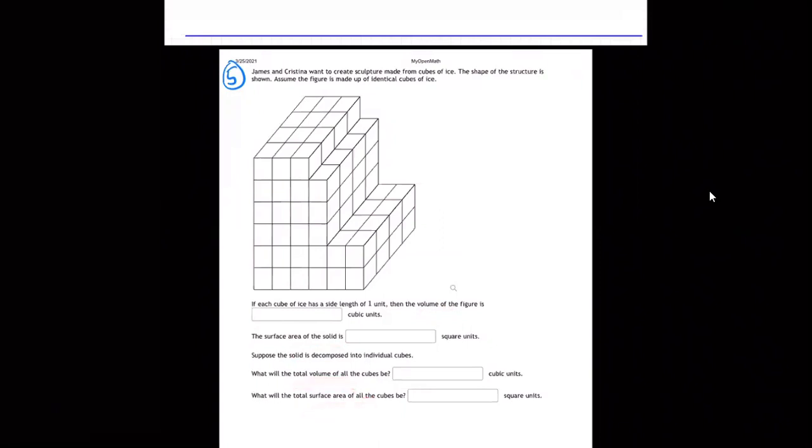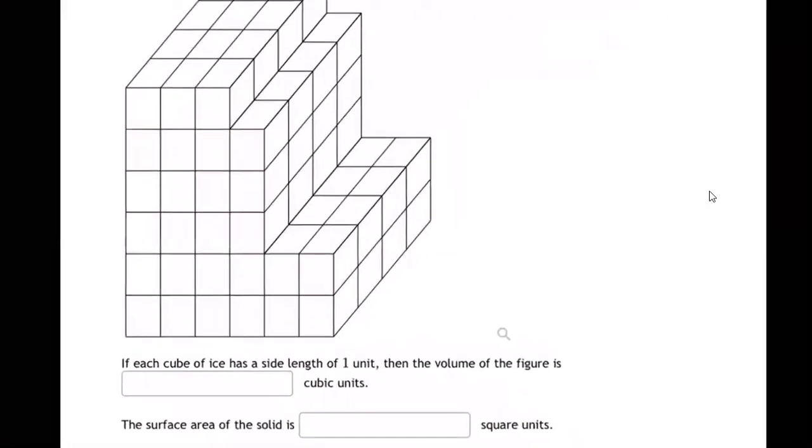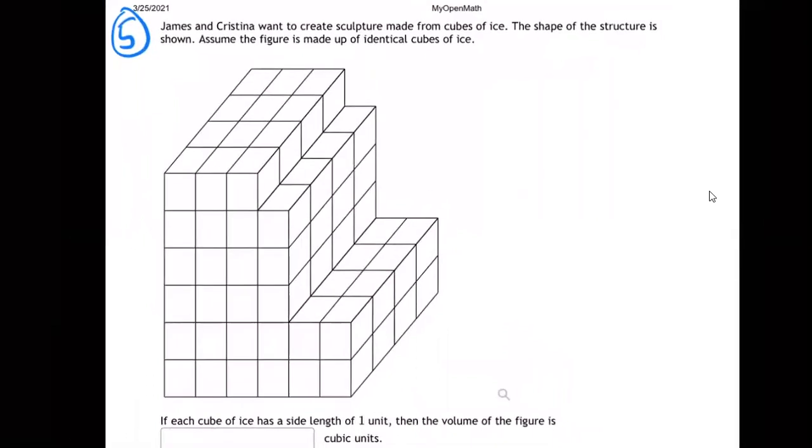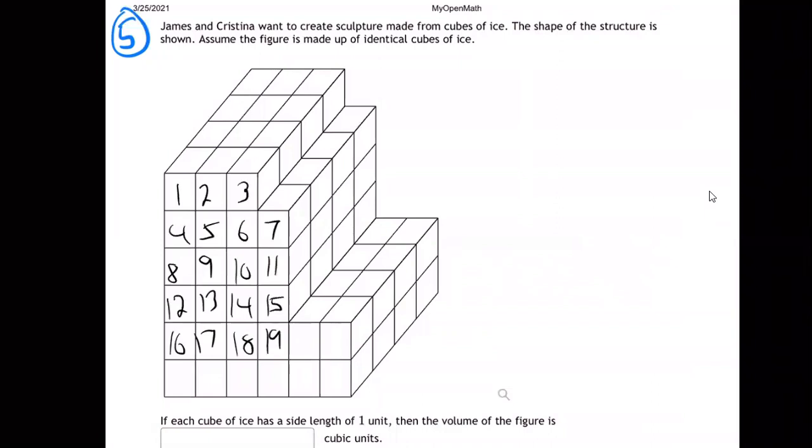Well, let's start with the volume. To find the volume, we all have different shapes here. What I would suggest is just counting. I think that's about the easiest thing to do. What do I mean? I mean literally come in here and go 1, 2, 3, 4, 5, 6, 7, 8, 9, 10, up to 27. There we go.